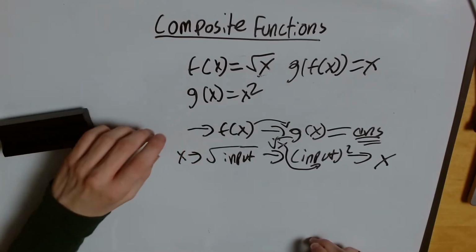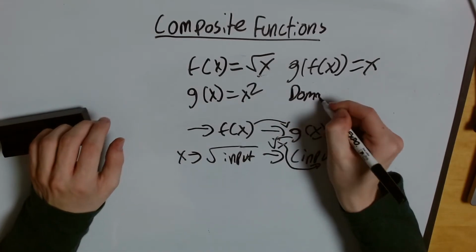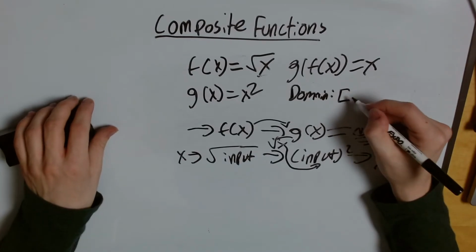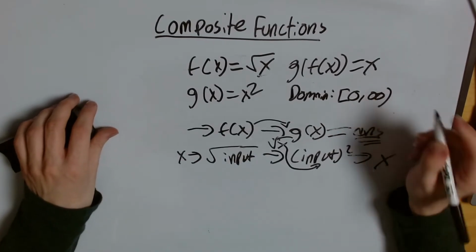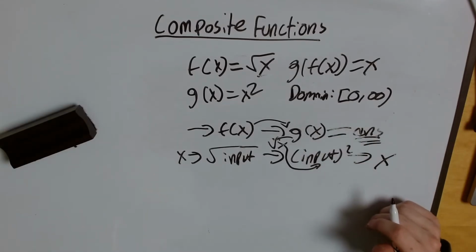Negative numbers just won't work. So the domain isn't all the numbers. It's, once again, all positive numbers. So why do we have to consider both of the domains, right?